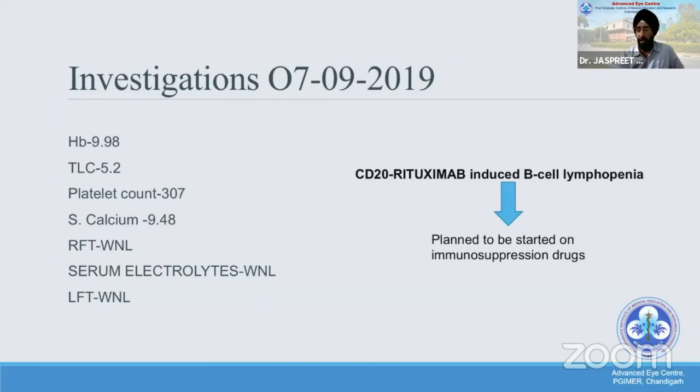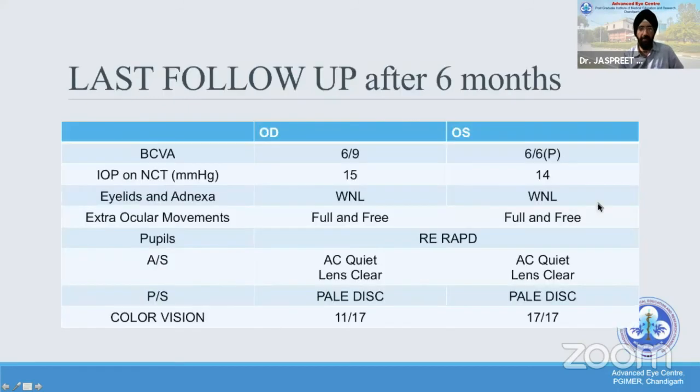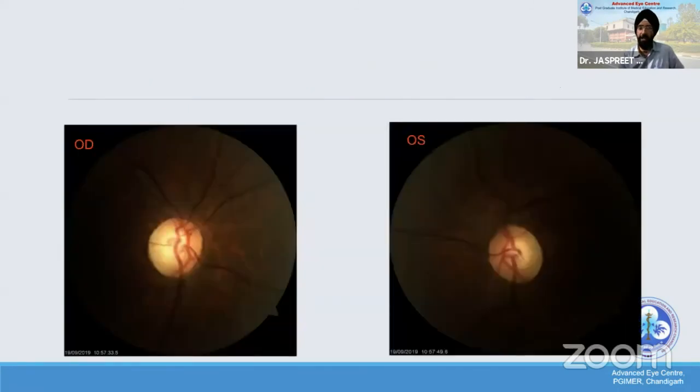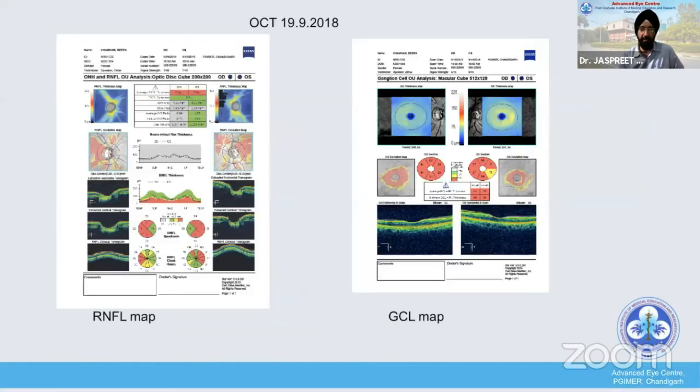But yes, here you have to be careful. Basically, rituximab is given by the neurologist, and probably in accordance with them when we do the management, she developed B-cell lymphopenia and had to be started on immunosuppressive drugs. But after 6 months, her vision is well maintained, even though she has a pale disc. So pale disc doesn't mean that you will have loss of vision. You just require 1/3 of the working nerve fibers to have 6/6 vision.